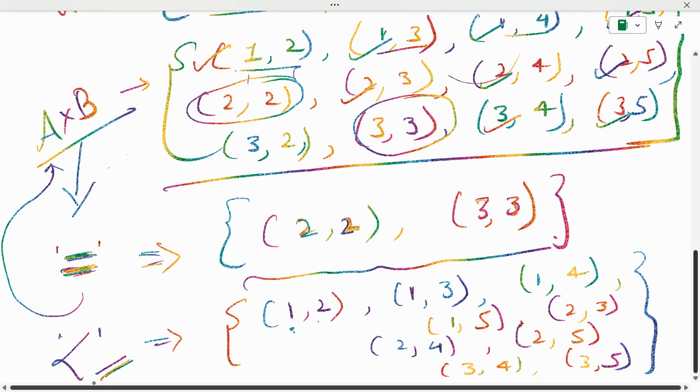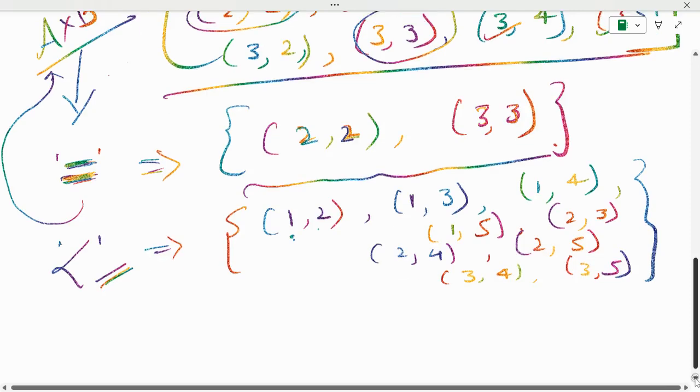So altogether how many components are there? 4, 5, 6, 7, 8, 9. So altogether there are 9 ordered pairs, right?